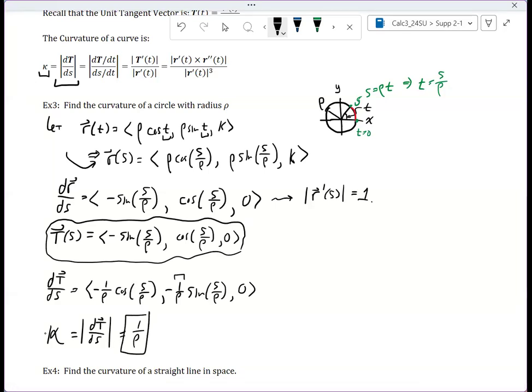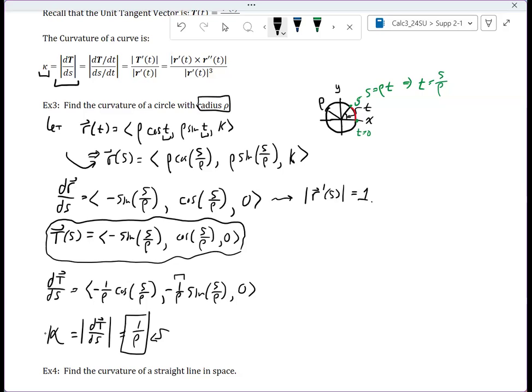So I see that the curvature of a circle with radius rho is 1 over rho. If I have a smaller radius, that's a circle that has to bend faster, that's more curvy, right? If you were walking around that circle, you have to reorient yourself more quickly. So for a smaller rho, that's a higher curvature. That means it curves more. It means I have to keep turning more aggressively to stay on that circle.